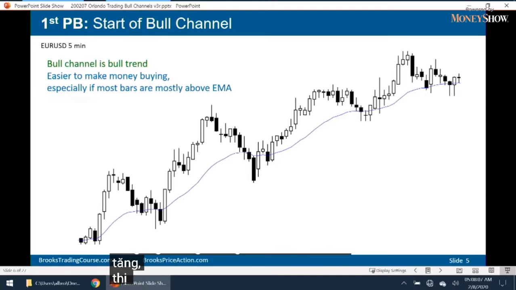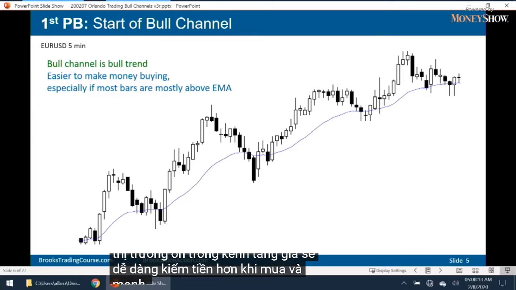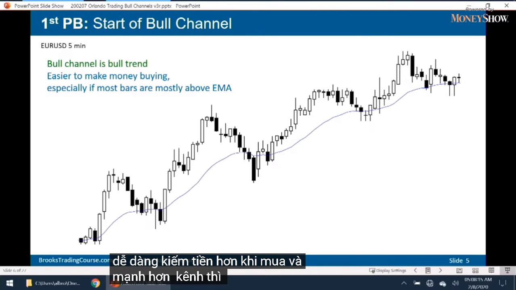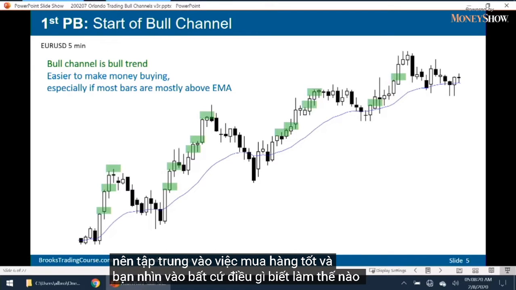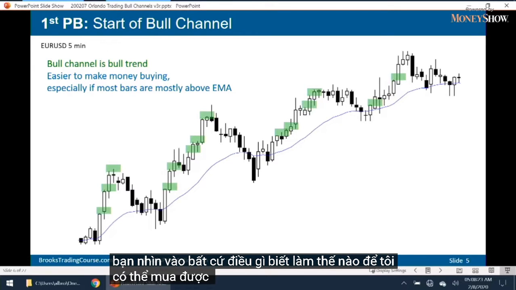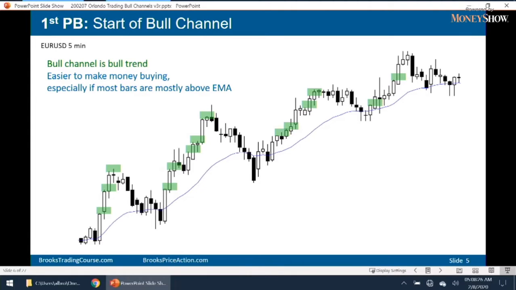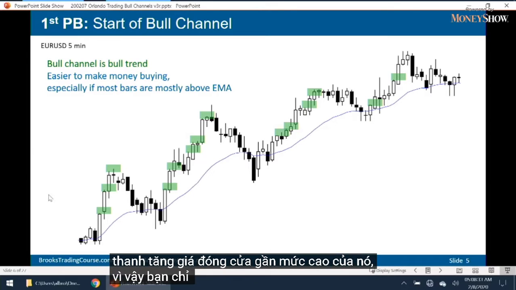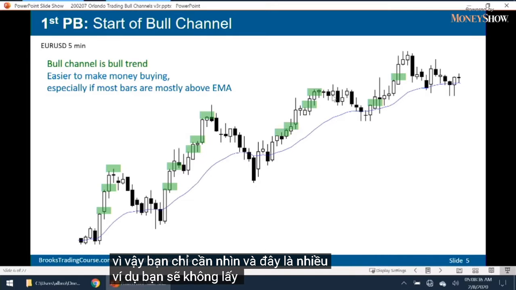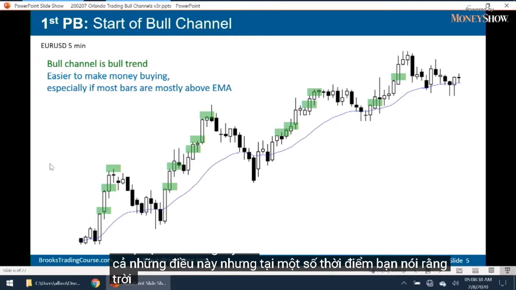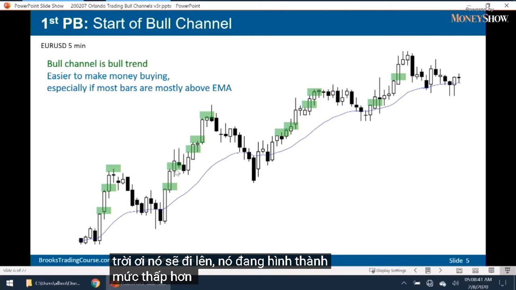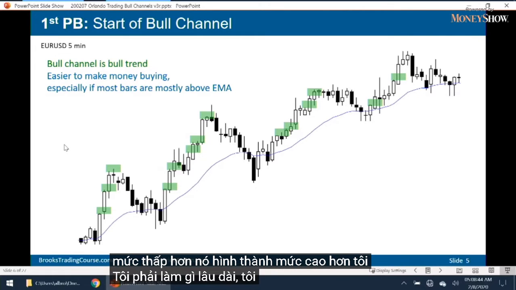Okay, whenever the market's in a bull channel, it's going to be easier to make money buying. And the stronger the channel, the more you should be focusing in on buying, okay? And you look at it and say, oh, how do I get long, right? If it's in a trend, everybody wants to get long. The single easiest way to get long in a trend is to buy with a stop above a bull bar closing near its high, all right? You just look, and these are many examples. You're not going to take all of these, but at some point you're saying, gosh, it's going up. It's forming higher lows. It's forming higher highs. I got to get long. What do I do? Okay?